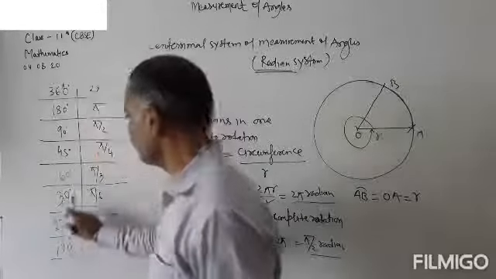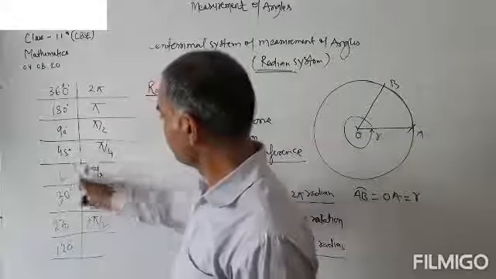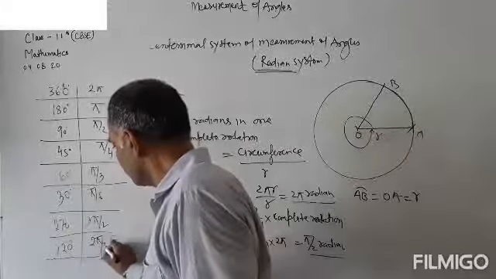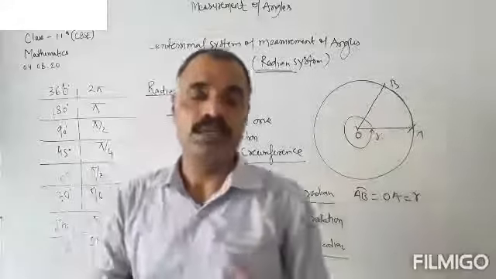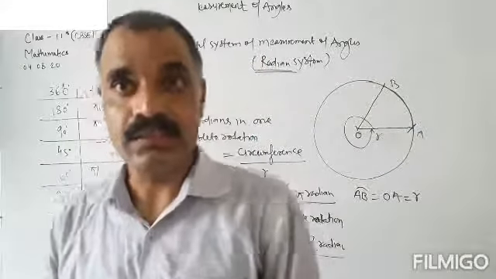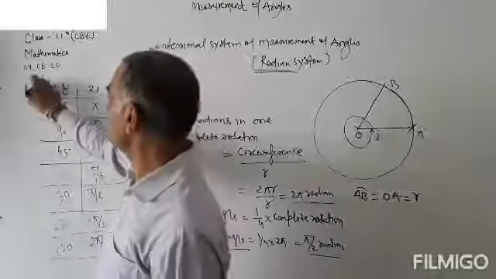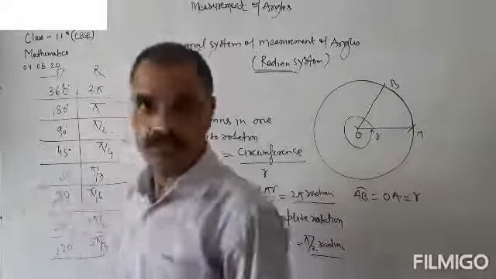120 degree is the double of 60 degree. Double of 60 means double of this, 2 pi by 3. So 120 degree equals 2 pi by 3. In the same way, we can find other degree measurements into radian measurement. This is degree measurement and this is radian measurement.